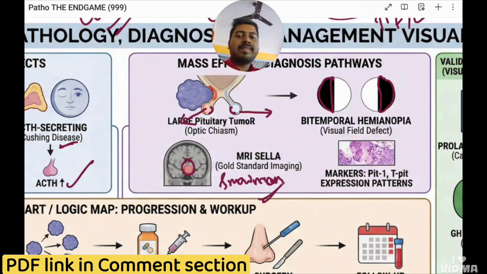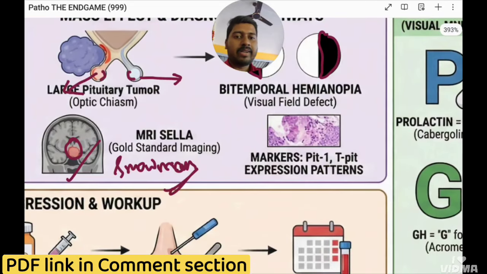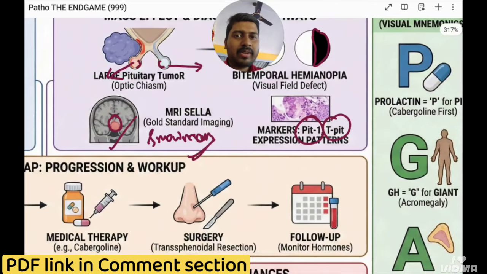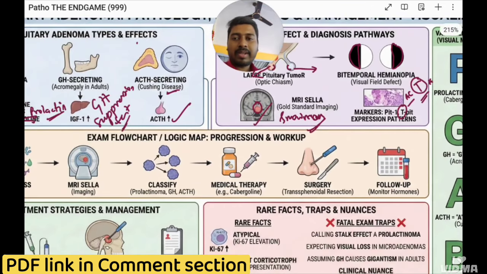But most of the time, there will be microadenomas which may not be visible on MRI. At that time, the hormonal levels will help us in guiding the diagnosis. Now, which are the markers which are present? These are the transcription markers. One is PIT1 and the other is TPIT. Remember, in almost all adenomas, PIT1 is expressed. Only in ACTH secreting tumors, TPIT is used. PIT stands for pituitary, and T is for ACTH. Remember, ACTH producing tumors.